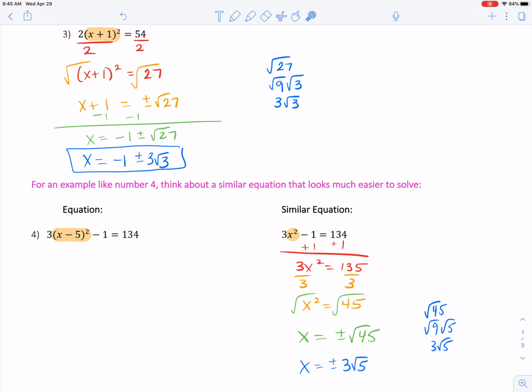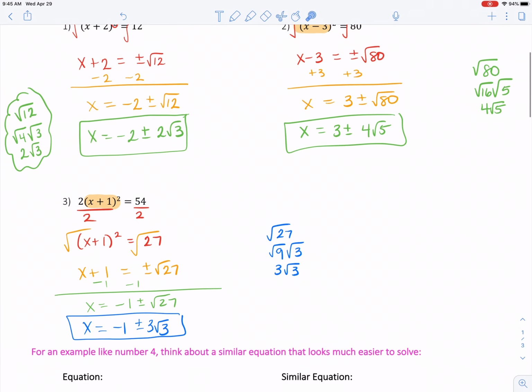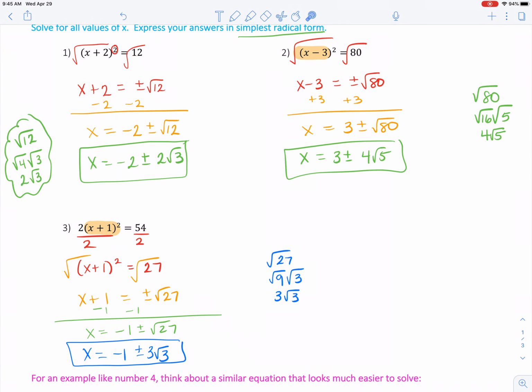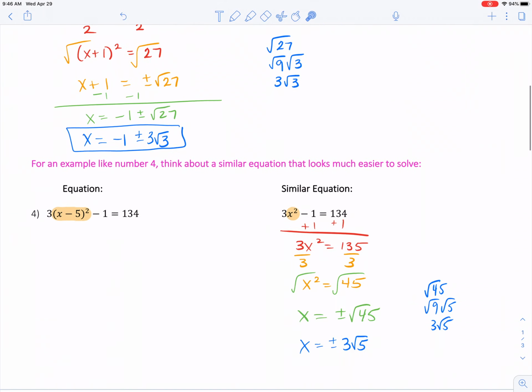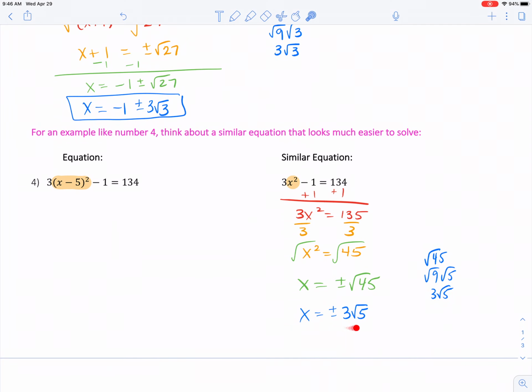This answer just has a single term, and it's irrational. The equations on top had two-term answers. The first term is the rational term, the integer is the rational term, and then we have an irrational term. Rational, irrational, rational, irrational. Yesterday, when we have just x squared by itself, it's just the irrational term.